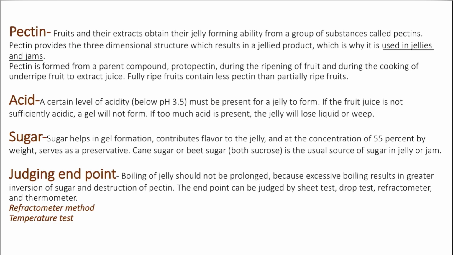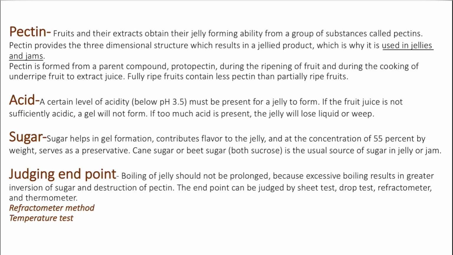Of the three acids found in fruits, it may be asked to you. The three acids found in fruits are citric acid, malic acid and tartaric acid. Okay, so tartaric acid gives the best results. The final jelly should contain at least 0.5%, preferably 0.75%, but not more than 1% total acid, because a larger quantity of acid may cause syneresis, that is weeping.